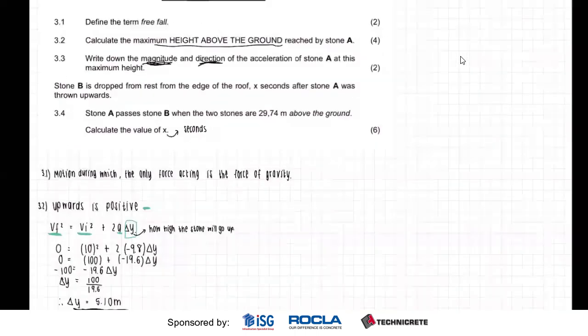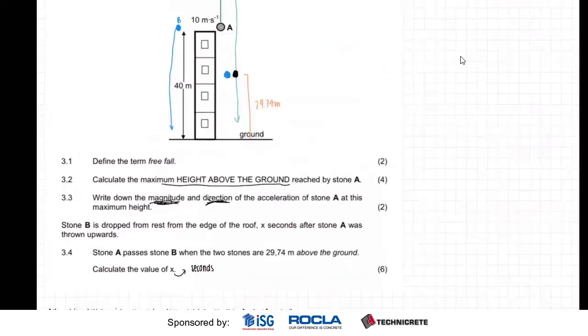Okay, so it might seem a bit tricky, but it's actually not too bad. The thing we're looking for is the time in seconds, and we know that the height above the ground is 29.74. So the first thing we want to know is after what amount of time from when we threw up stone A is stone A 29.74 meters from the ground.